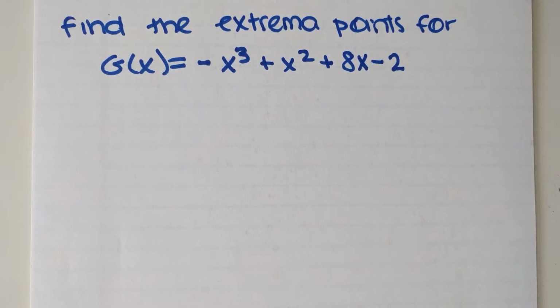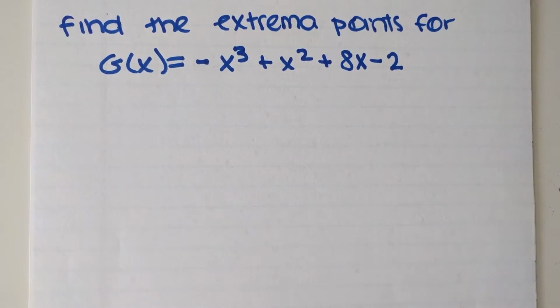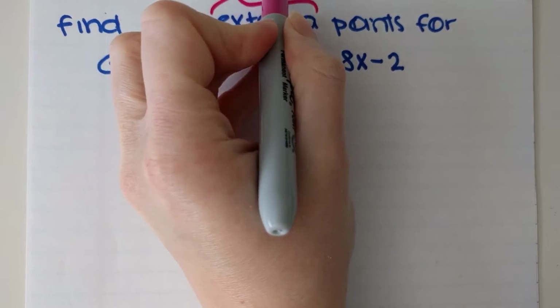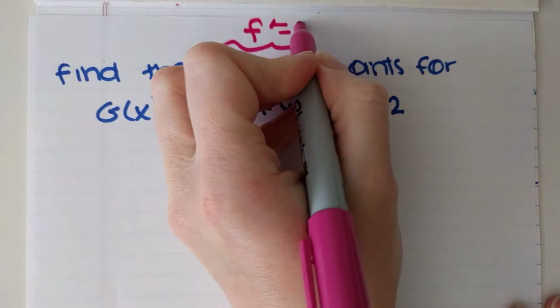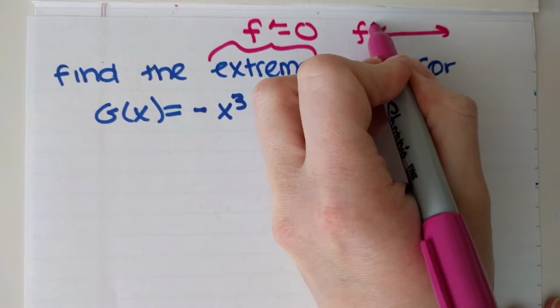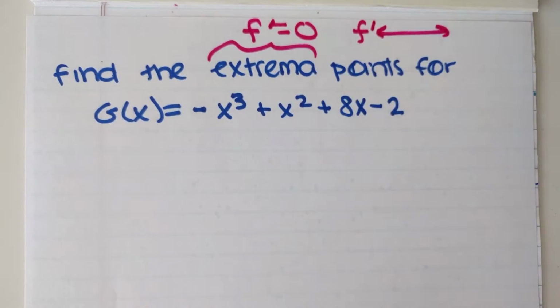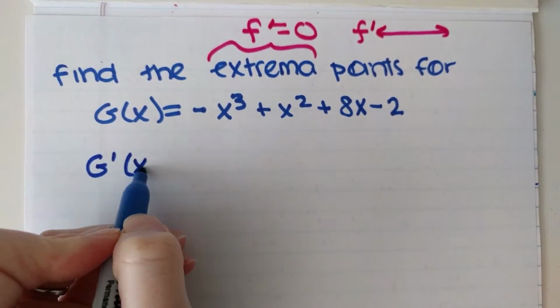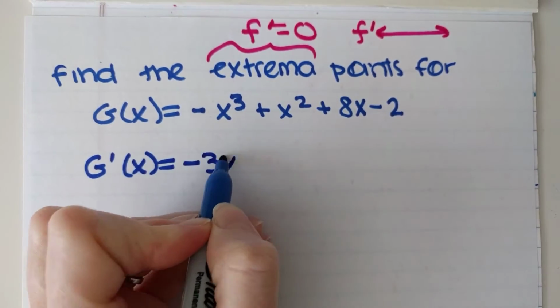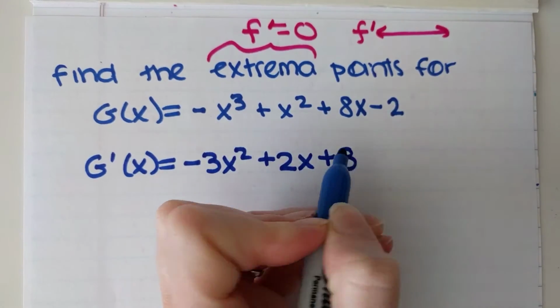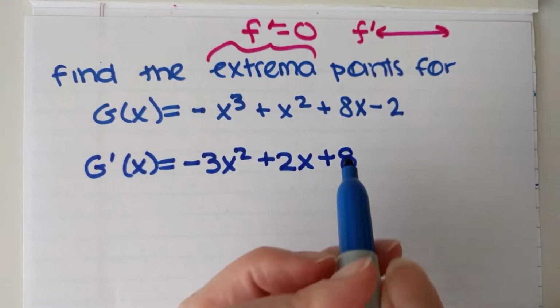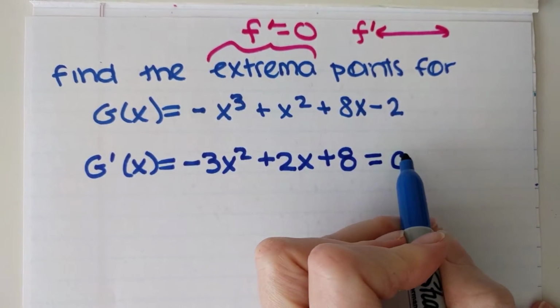So to find the extrema points, remember the first thing is extrema is about the first derivative. So you're setting the first derivative equal to 0, and then you will draw a number line for the first derivative. So our first step, of course, is going to be to take the first derivative. So we get negative 3x squared plus 2x plus 8. And then because we're finding the extrema, we want to set the first derivative equal to 0.